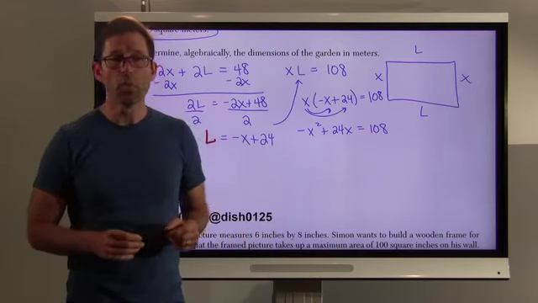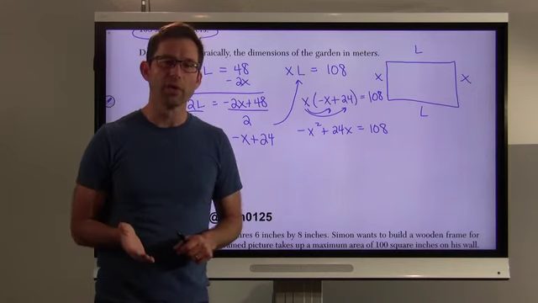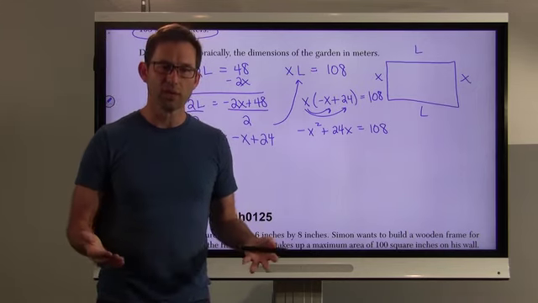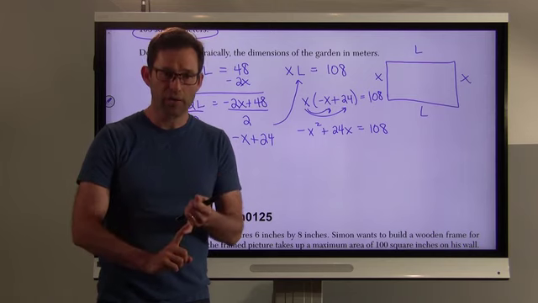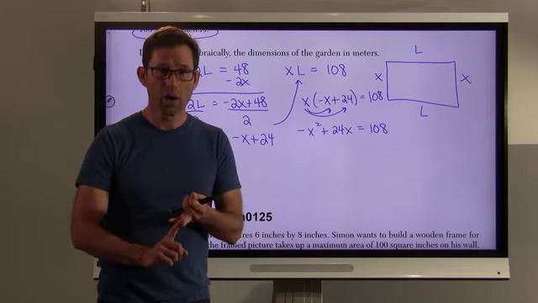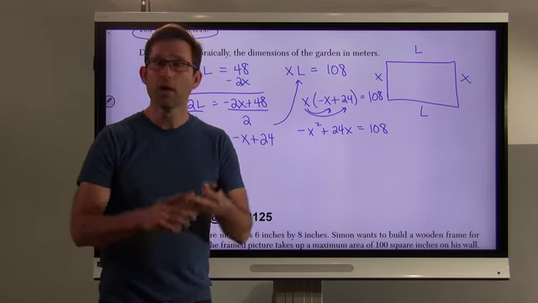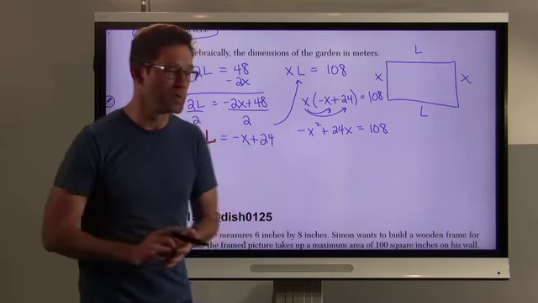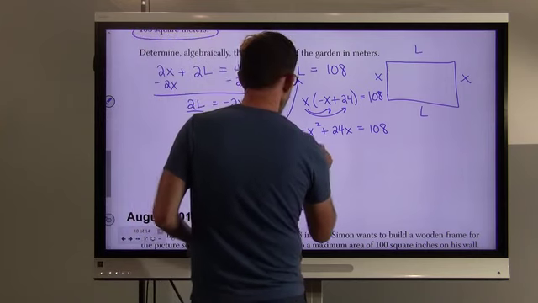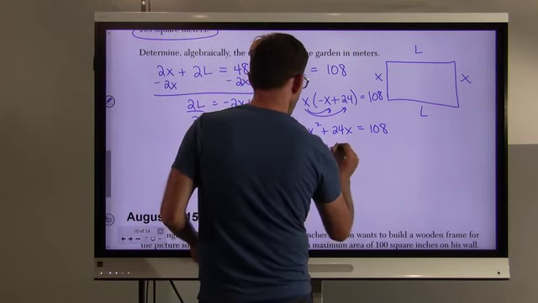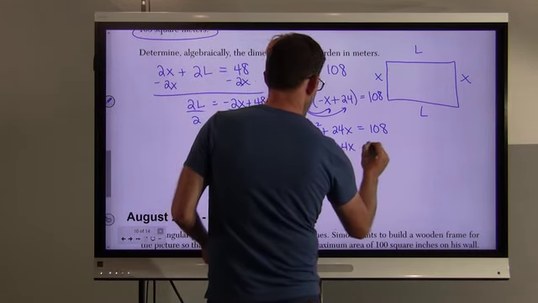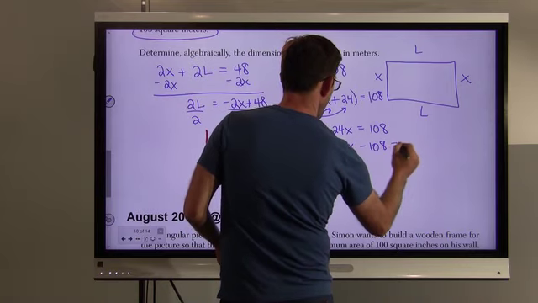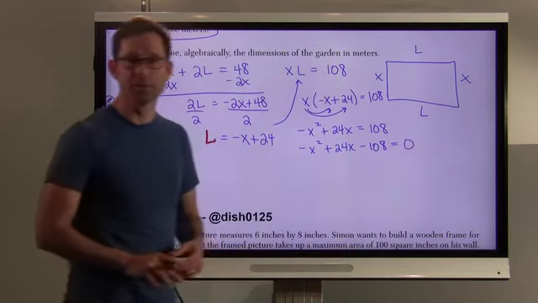Every technique that we use to solve quadratic equations involves having them set equal to zero. Whether you're going to use factoring, the zero product law, or the quadratic formula, no matter which one you use, you need the quadratic set equal to zero. So I might as well subtract that 108 from both sides so that I have it equal to zero.